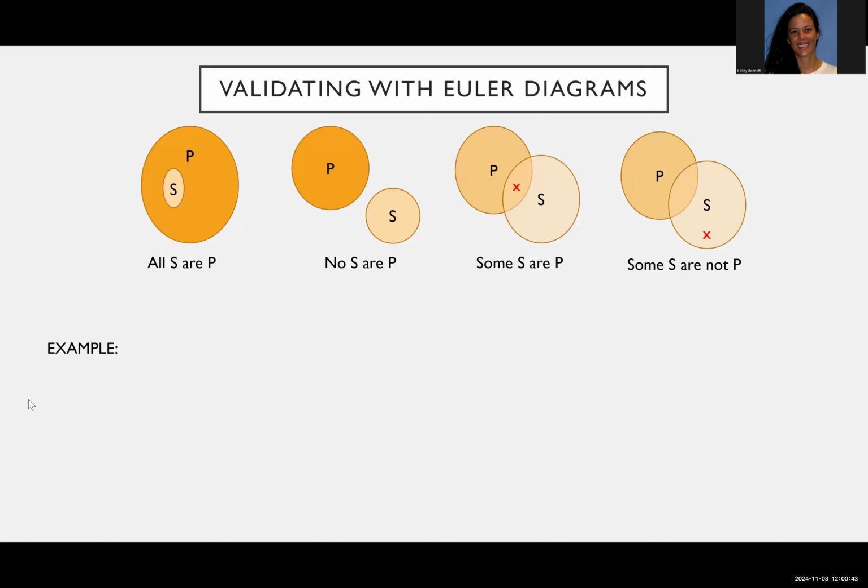So here's an example. The premises are all cats are mammals and a tiger is a cat. And so what we're going to do is validate an argument using Euler diagrams. So this case is all S are P. And the conclusion is a tiger is a mammal. Okay, so how are we going to use this? We know it's all S are P. That's our form.